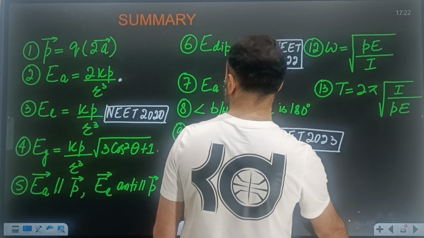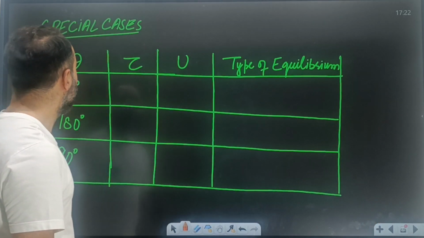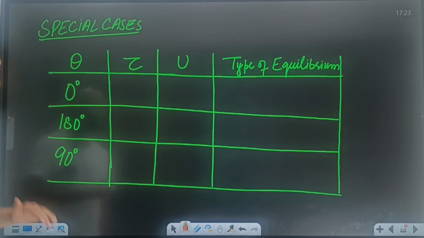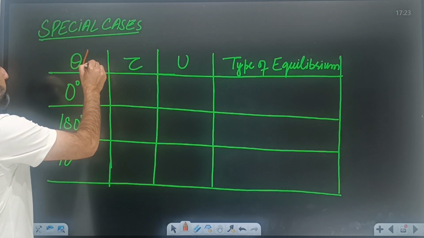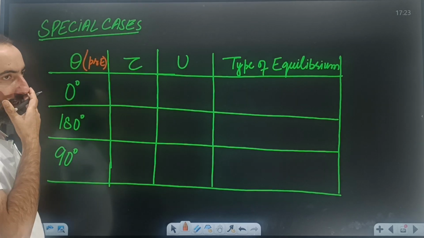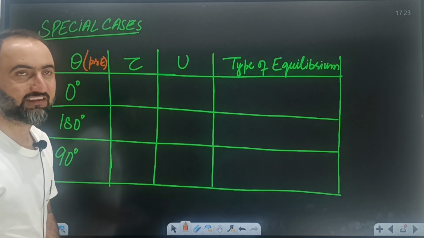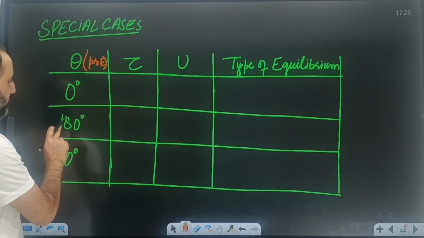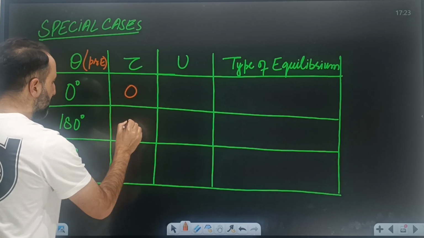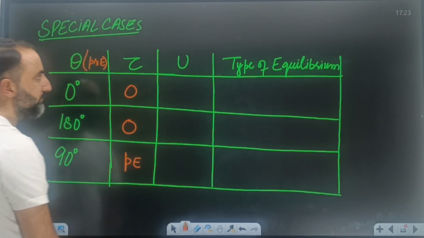Before we move to the examples, there are some special cases. So have a look. The special cases are theta equal to 0 degree, 180 degree and 90 degree. This theta is the angle between what and what? Dipole moment and electric field. Now what is the torque equal to? It is equal to PE sin theta. Sin 0 is 0, sin 180 is 0, sin 90 is 1. So for 0 and 180 degrees the torque will be equal to 0. Sin 90 is 1, so torque will be equal to P into E.